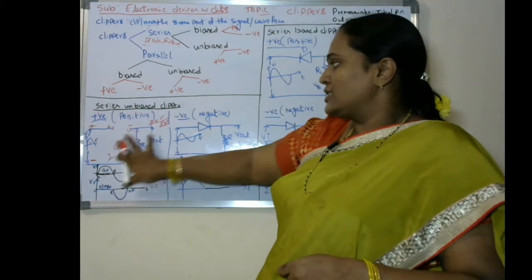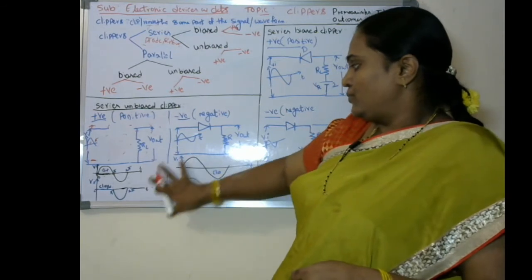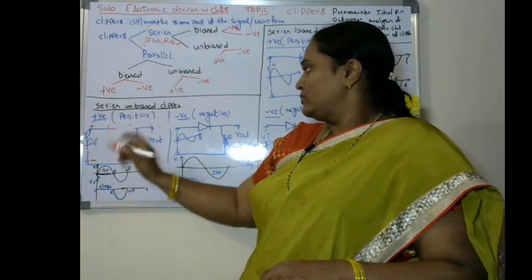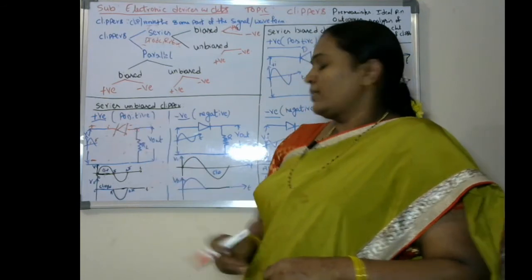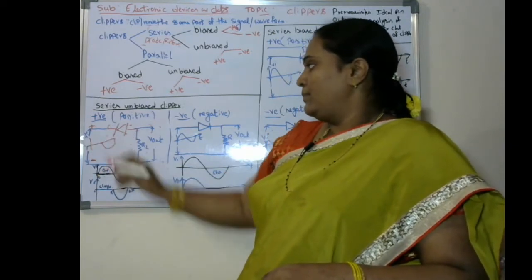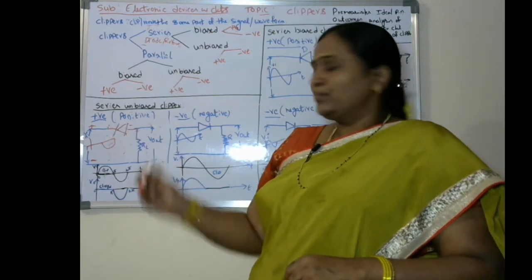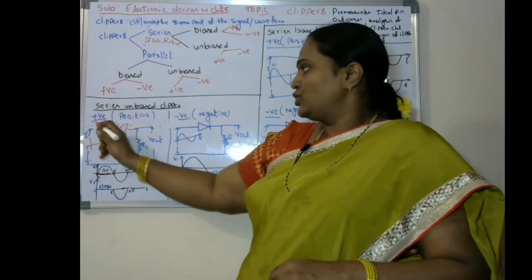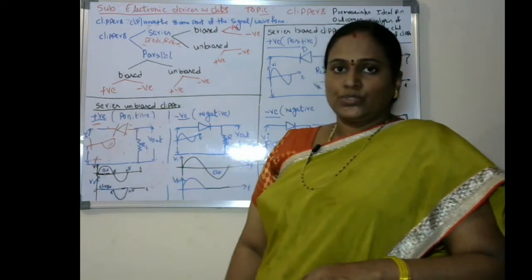Next we have to go for the analysis with respect to the second cycle, pi to 2 pi, where the signal is negative. When the signal is negative, what happens? Here the input goes negative, and here we will get positive.